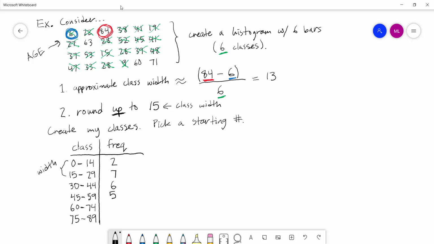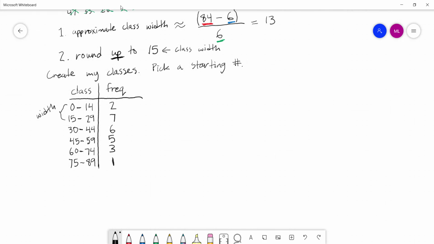Now 60 to 74. As we cross these out, we narrow it down, so there's fewer to look at. So again, 60 to 74, we've got 1, 2, and 3. I see 3 of them. And 75 to 89, I only see one number left that I haven't crossed off yet. It's that 84 right there. And so we only had one of those. And you can see this is an easy thing to screw up as you're crossing these things off a list.